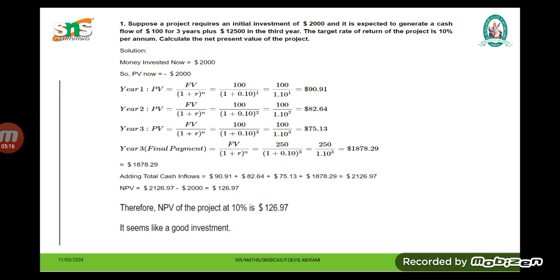This is how we have to choose our project and invest our money for our future savings.